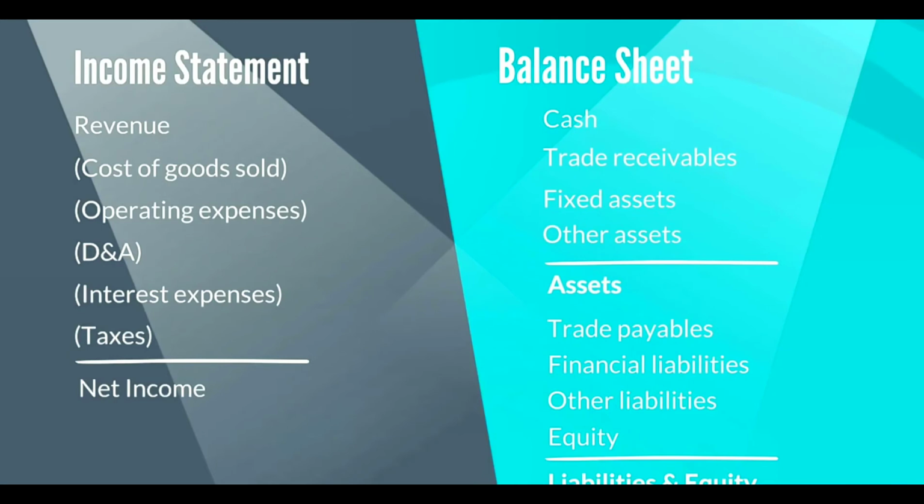So, if we know that net income, the bottom line of the P&L, is one of the components forming a firm's equity, we must build this relationship into the model. Net income will be calculated first, and then it will be added to equity in the balance sheet.